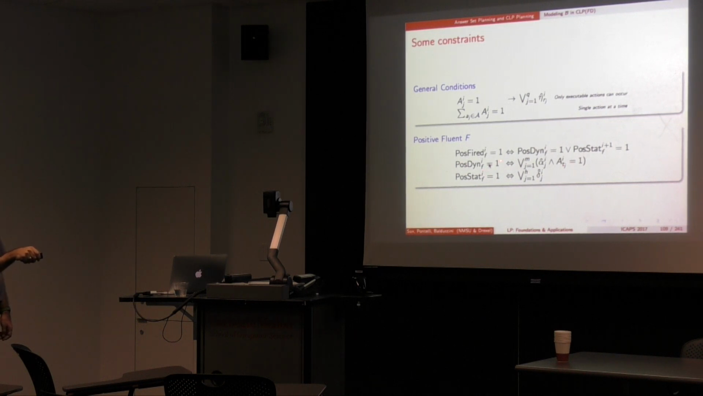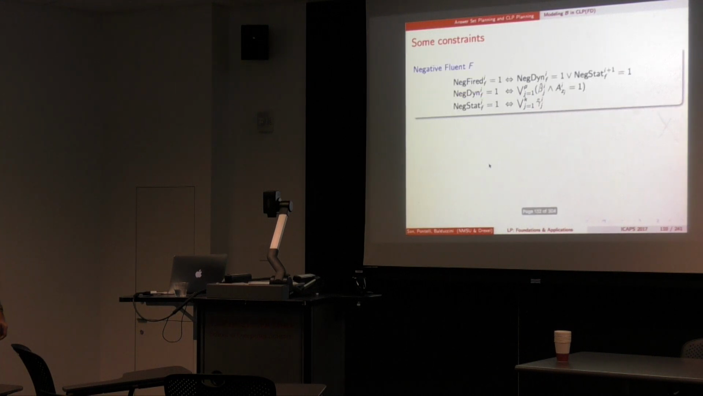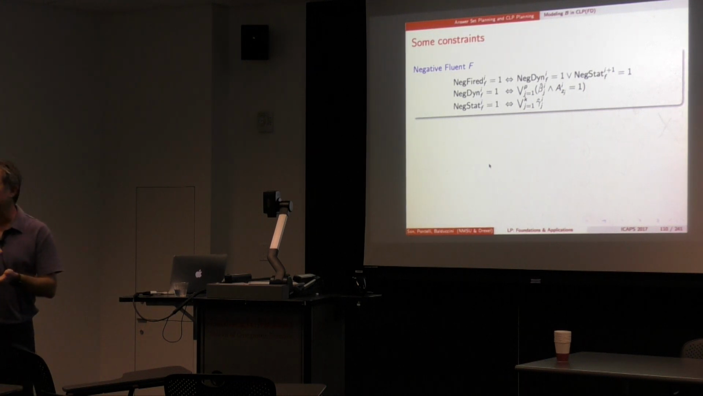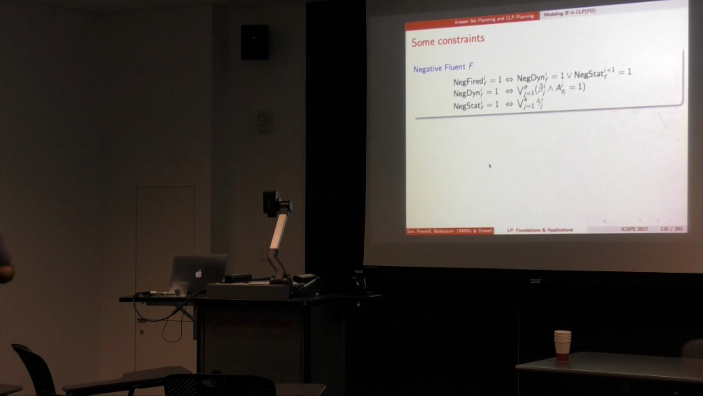So we make the fluent true because of an action if the action occurs at time I and its preconditions are satisfied. Once again, disjunction of constraints. We have the same thing for the negative, because not only do we have to reason about actions or static causal laws that make things true, we also need to reason about actions or static causal laws that make things false. That's important for inertia. So it's exactly the same thing, symmetrical.